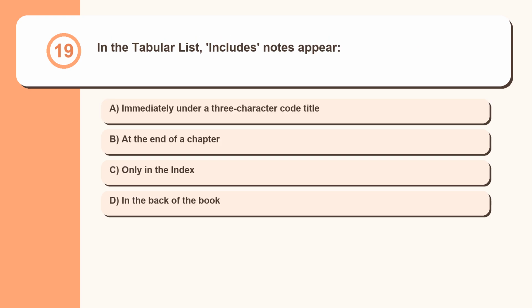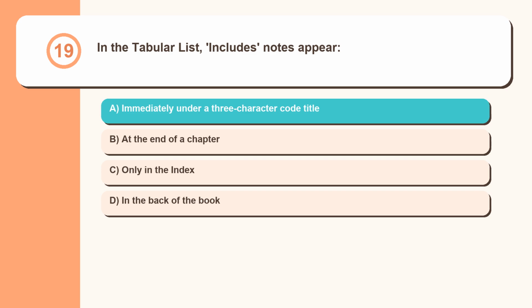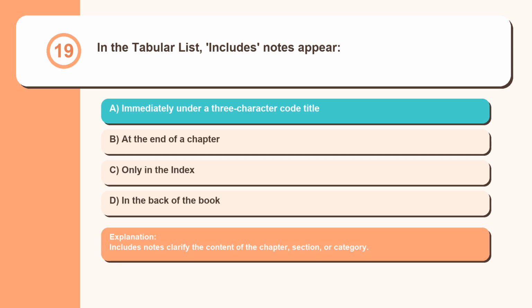Question 19. In the tabular list, includes notes appear immediately under a 3-character code title, at the end of a chapter, only in the index, in the back of the book. Includes notes clarify the content of the chapter, section, or category.